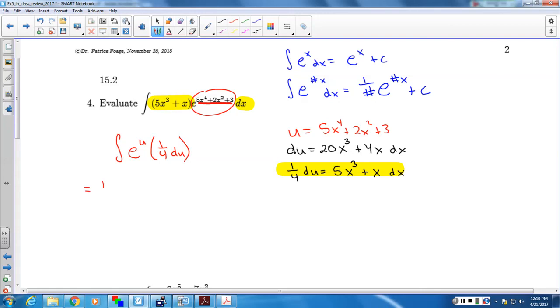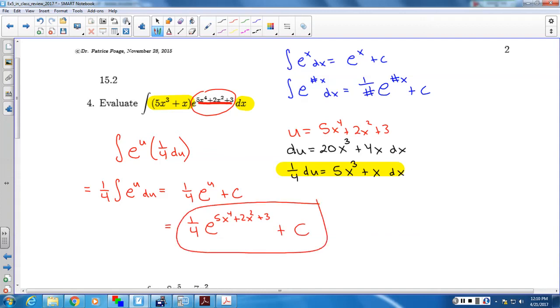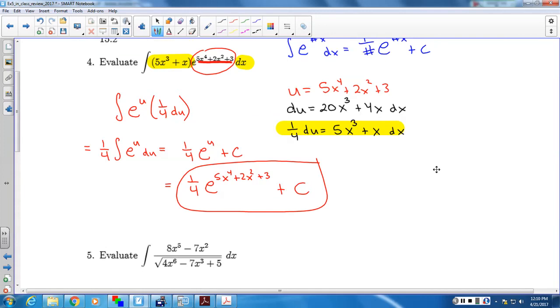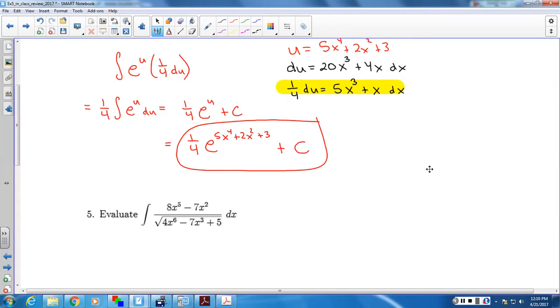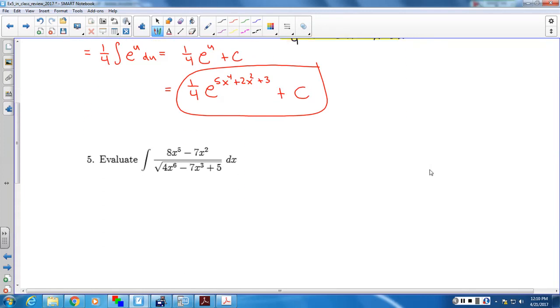So now I'm going to pull the 1/4 outside the integrand sign. And I can integrate. The integral of e to the u is e to the u plus c. So all I have left to do is put my u value back in. So e to the 5x to the 4 plus 2x squared plus 3 plus c. Don't forget, you can pause this video anytime you need to if I'm going too fast.